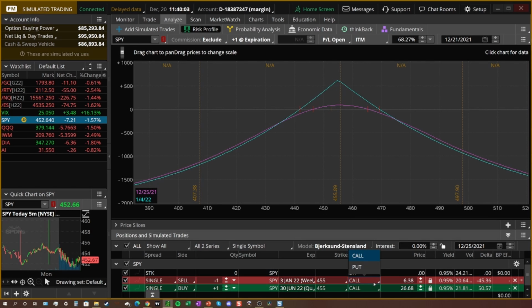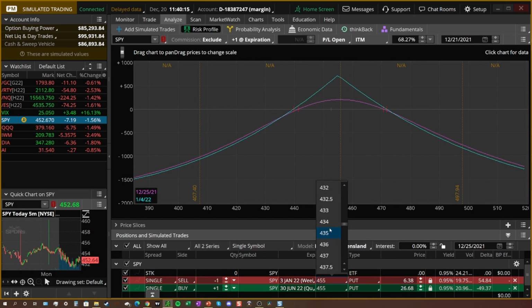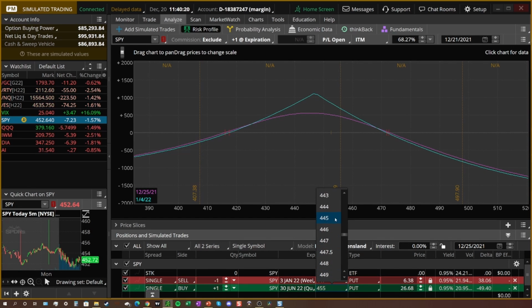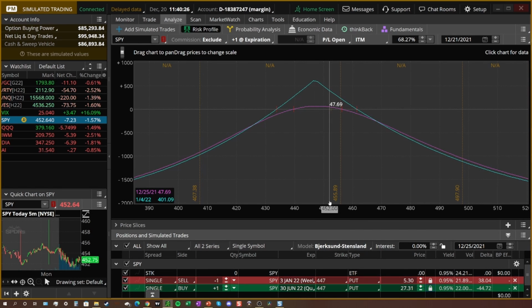If we were to switch this over to puts, if you want to know what this will look like, it'll look the exact same, right? So this is how puts would look. Let me even change the strikes. I'll change this around just a little bit to different strikes. Let's say 447 and 447. Refresh the prices. There we go. So it looks dang near identical, right? Almost identical, different profit and loss areas, but you don't want dramatic swings.